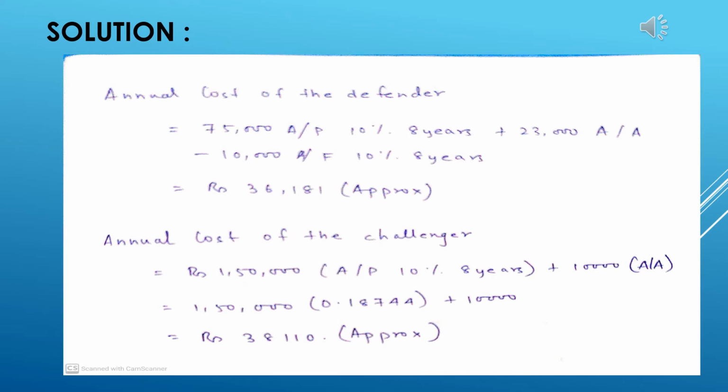38,100. Now coming back to the decision making part, the minimum cost gives the cost optimization for the organization. So in this case, it is wise for the organization not to replace the Defender with the Challenger machine, as the Defender machine is giving a far lesser cash flow every single year to the organization.